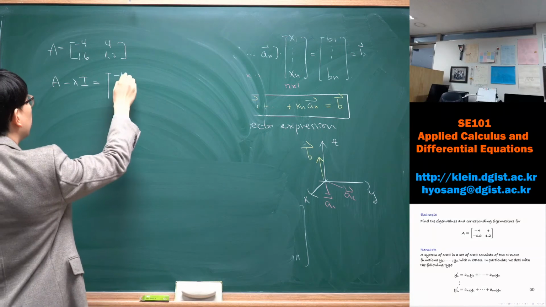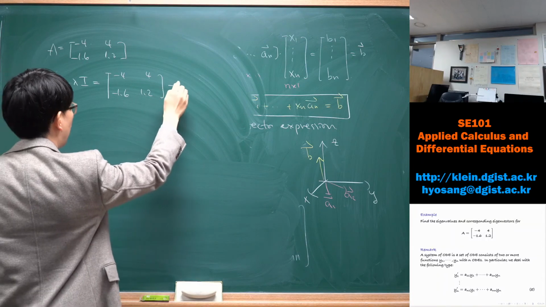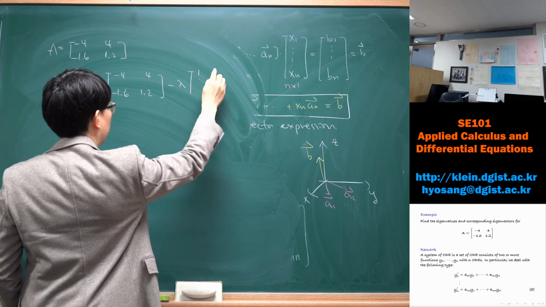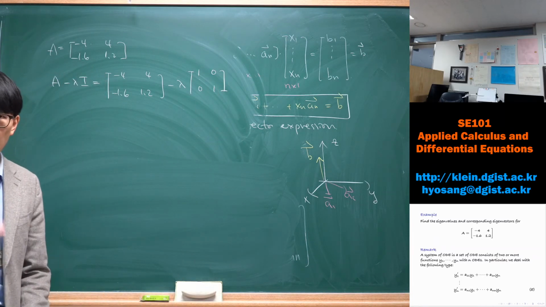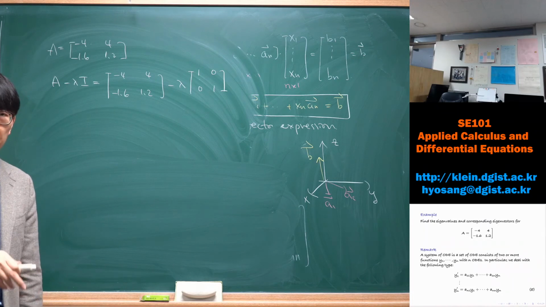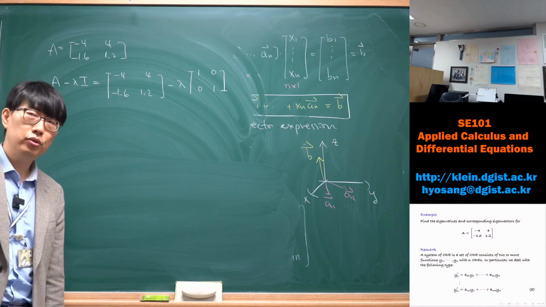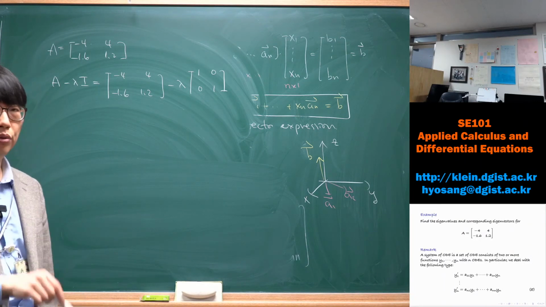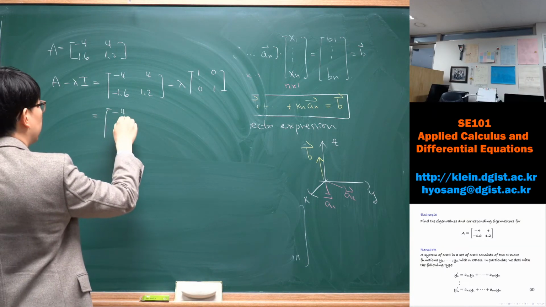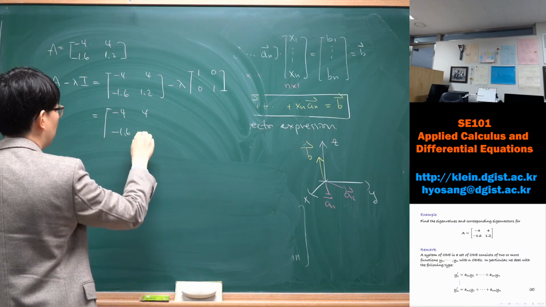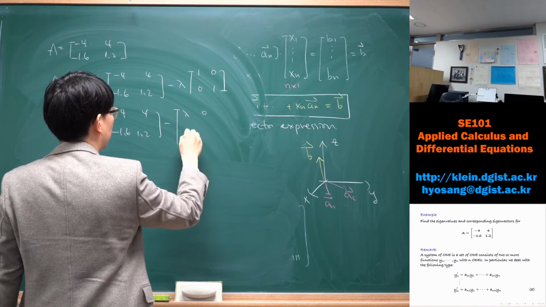So minus 4, 4, minus 1.6, 1.2 minus lambda times 1001. When I take the lambda I, the I must be the same size as A. A is always a square matrix. So if A is a 2 by 2 matrix, then the identity matrix is also 2 by 2. Now I have to multiply lambda everywhere. So lambda 0, 0, lambda.